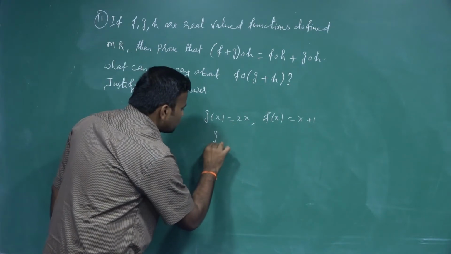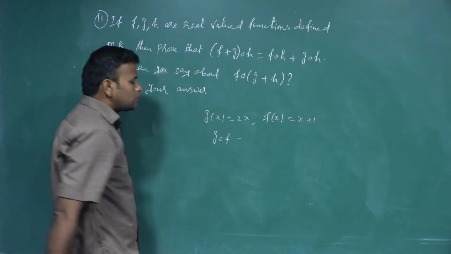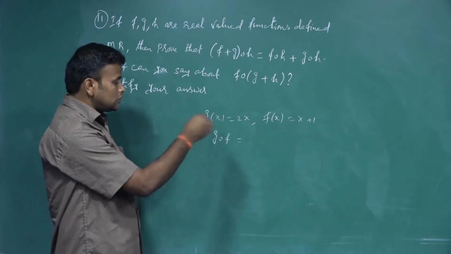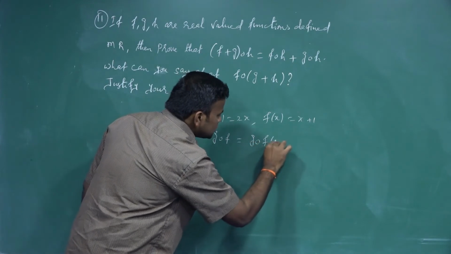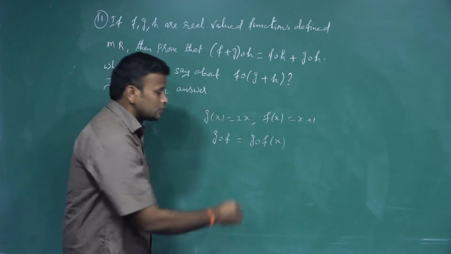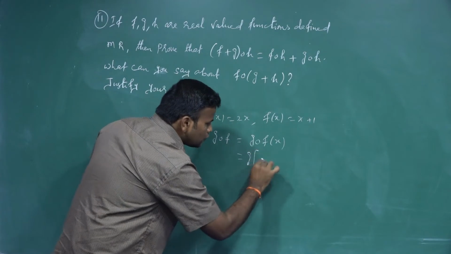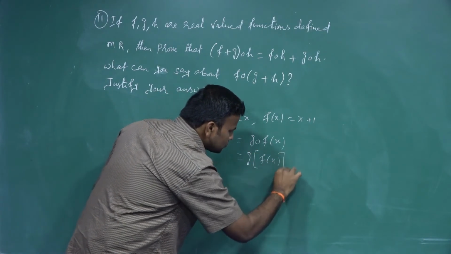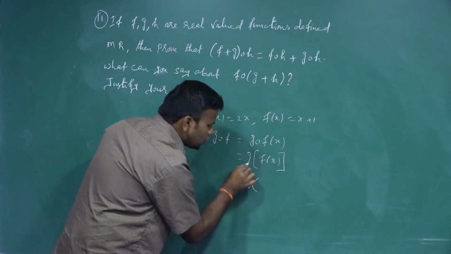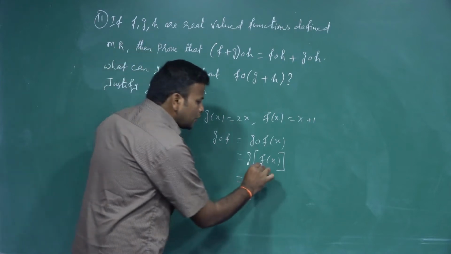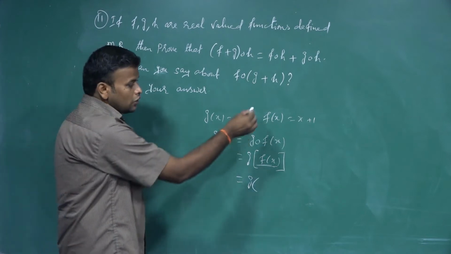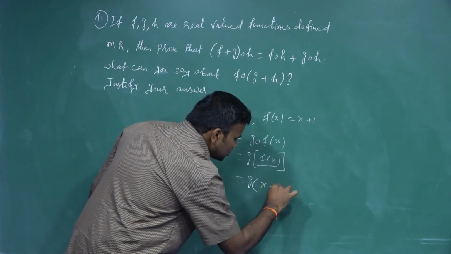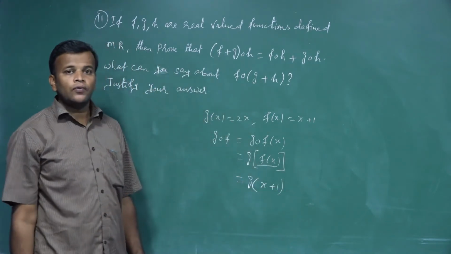Then our question is to find g dot f. So we write g dot f as g dot f of x, which is g of f of x. So g of, we write f of x. First we find the value of f of x. What is the value of f of x given? It is x plus 1. So g of x plus 1.